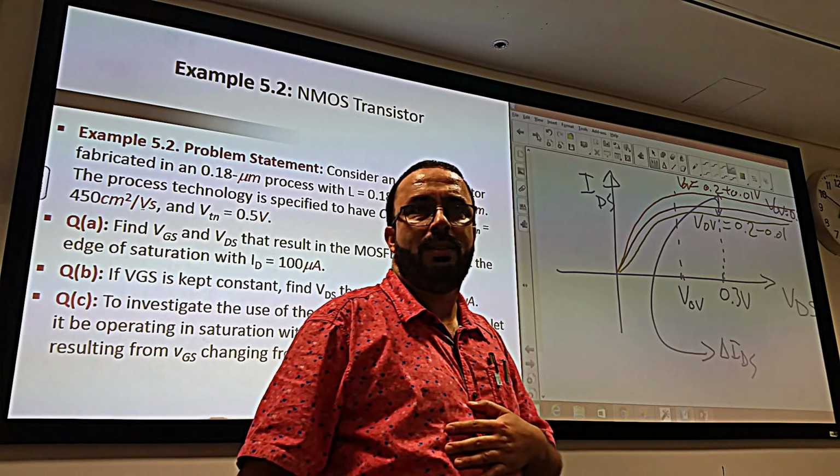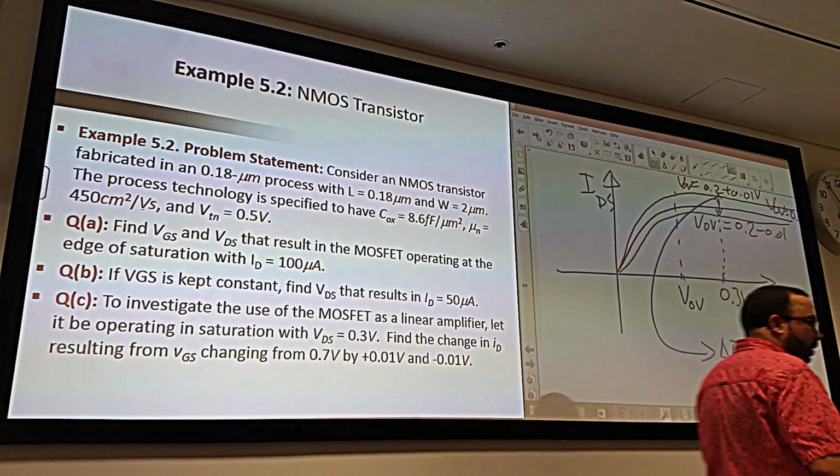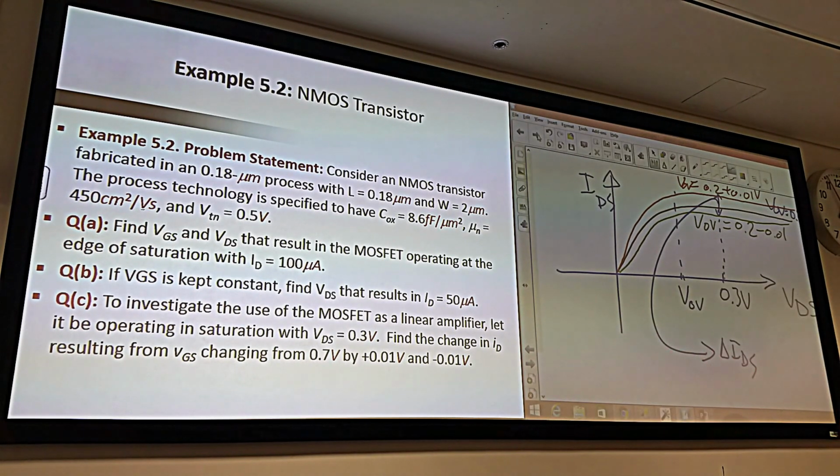Did you understand how I draw this? So the green one corresponds to the IDS when the overdrive is 0.2 minus 0.01. And then boom, that's the one. It's easy, huh? That's exactly the solution.